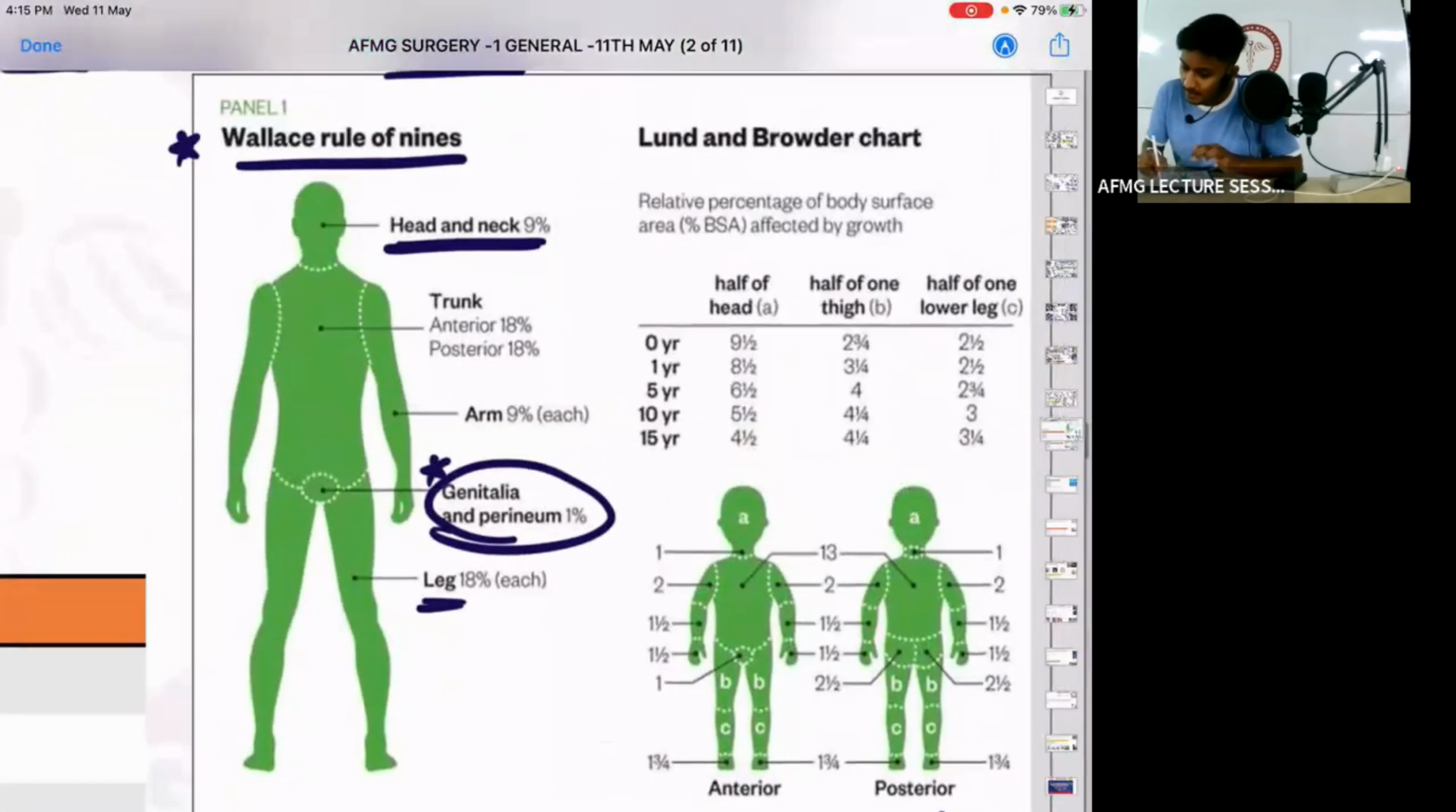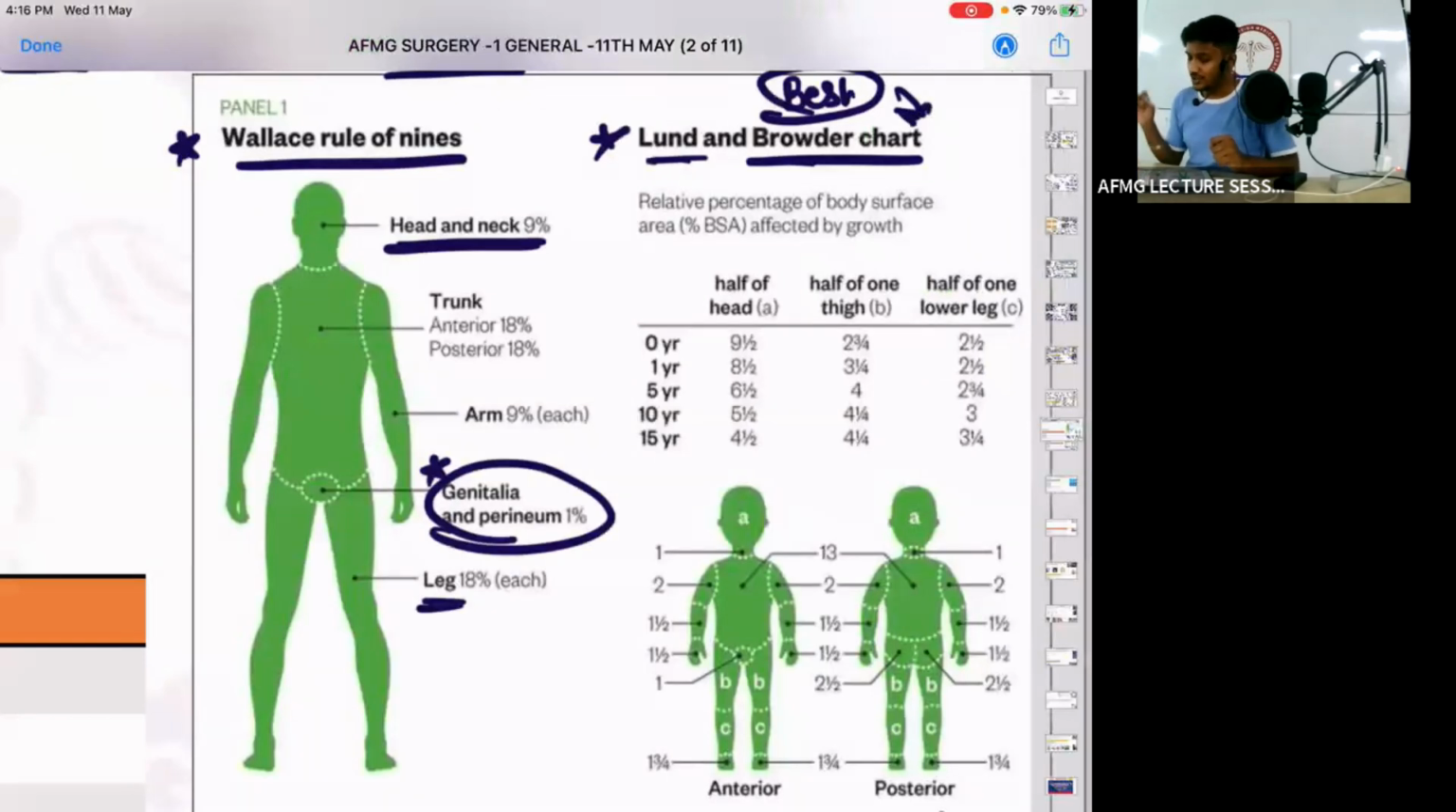And which is the best chart for total body surface area assessment? These are your Lund and Browder charts. The best charts used are Lund and Browder charts. This won't be asked in detail.